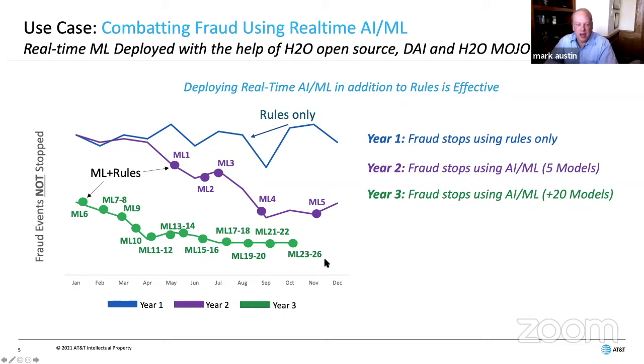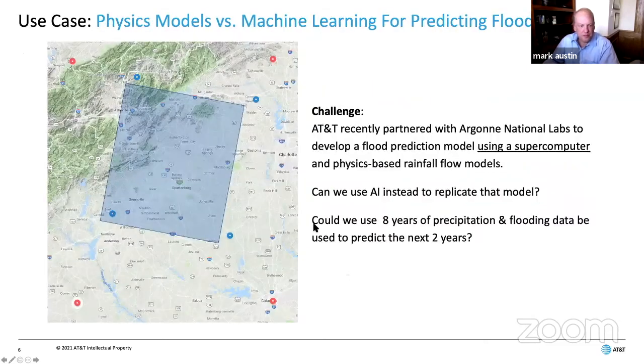Now, these algorithms are all actually deployed with either the H2O open source, Driverless AI, or the great MOJOs that actually allow us to deploy these things. So this was a huge success story in going after fraud itself. So let me give you just another example.